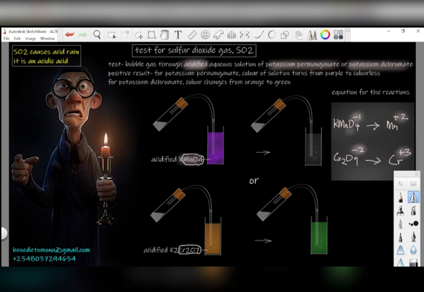I don't know what that song is, but then I remember this equation with 1 2 2 3, and we can say that this color here is purple and this is colorless. The color here is orange and this is green. So this is the confirmatory test that the gas coming from this reaction is sulfur dioxide. You can use any of them to confirm the presence of sulfur dioxide as the gas emanating from that reaction.